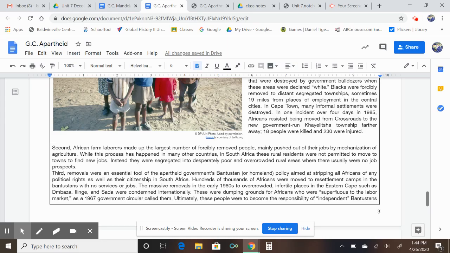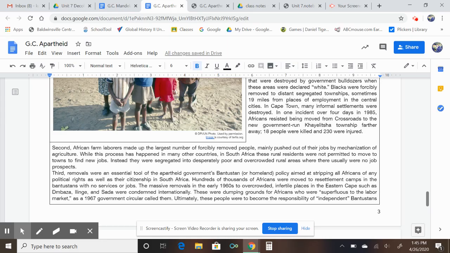Second, African farm laborers made up the largest number of forcibly removed people, mainly pushed out of their jobs by mechanization of agriculture. While this process has happened in many other countries, in South Africa, these rural residents were not permitted to move to towns to find new jobs. Instead, they were segregated into desperately poor and overcrowded rural areas where there usually were no job prospects. Third, removals were an essential tool of the apartheid government's Bantustan or homeland policy, aimed at stripping all Africans of any political rights as well as their citizenship in South Africa. Hundreds of thousands of Africans were moved to resettlement camps in the Bantustans with no services or jobs.